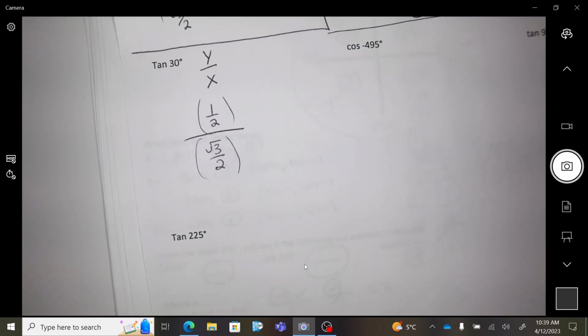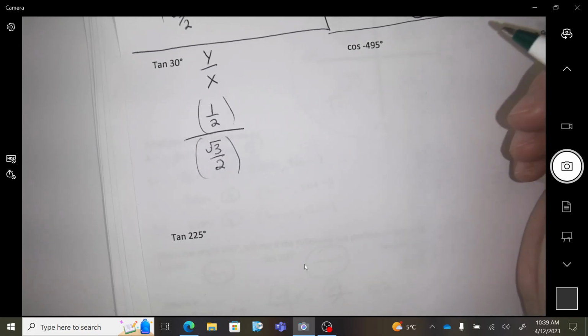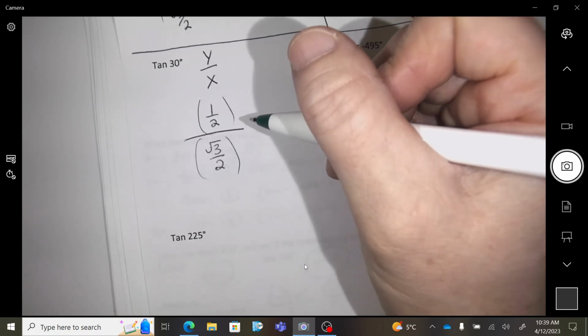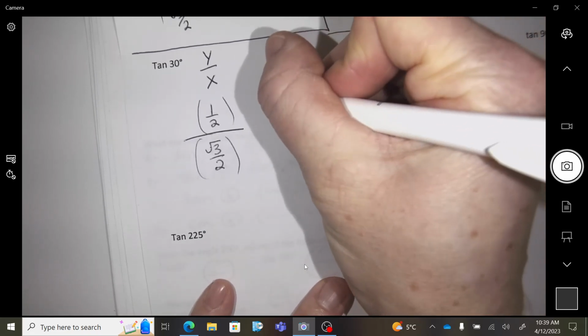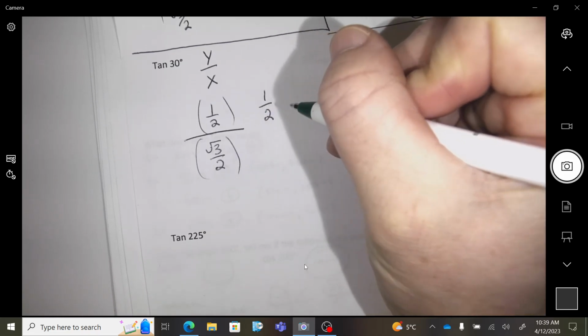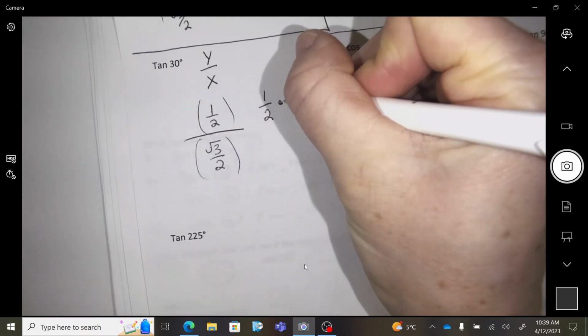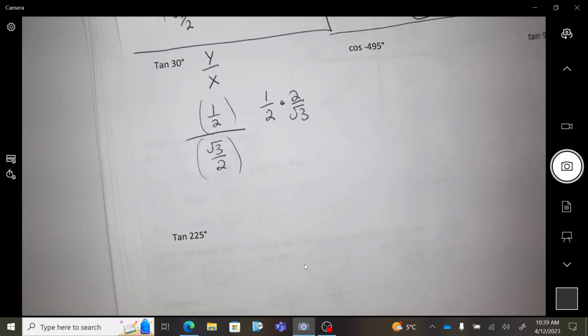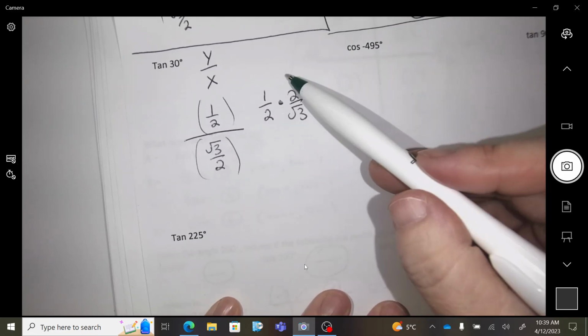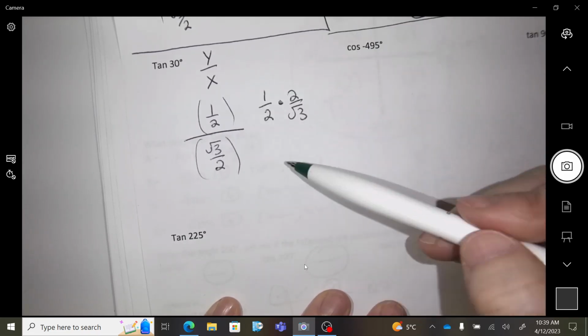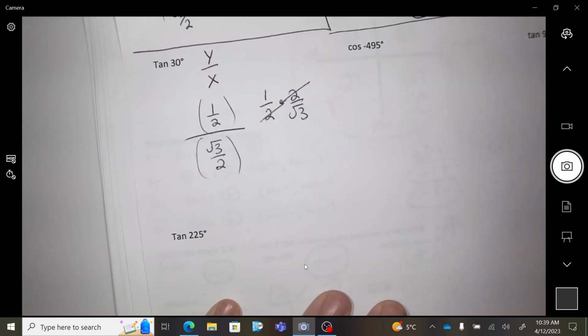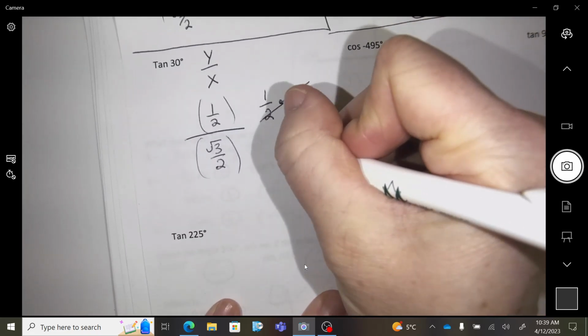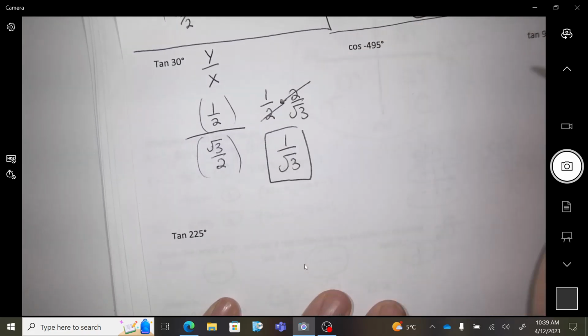Does anybody know how to divide with two fractions? What would you do if you were dividing a fraction by a fraction? I'm going to flip and multiply. Do you remember that method? 1/2, instead of dividing by, I'm going to times and flip. What happens to these 2's? They can cancel because a 2 divided by a 2. So 1 over the square root of 3 is your answer.